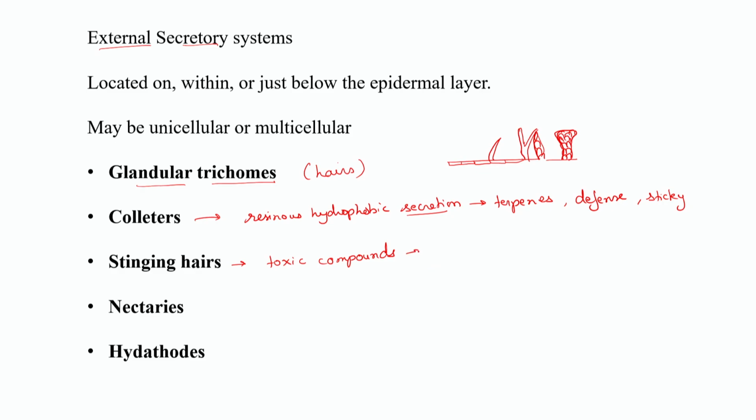These toxic compounds are stored in vacuoles, and they are also a special type of glandular trichome. You can have the structure, these trichomes, they can have a stalk, and at the end they will have a small knob-like structure which will contain the secretion.